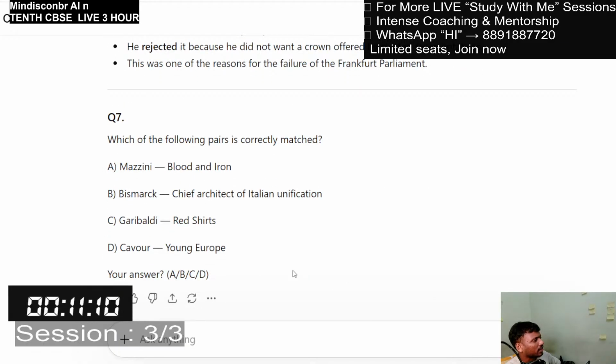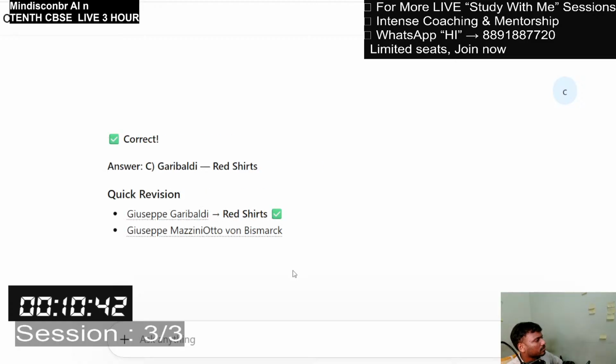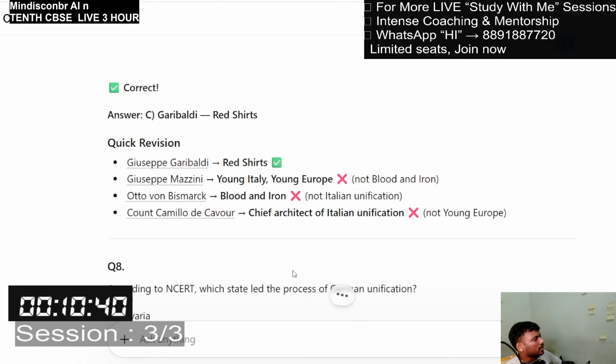Which of the following pairs is correctly matched? Mazzini, blood and iron. No, it was for Bismarck. Bismarck, chief architect of Italian unification. No, German unification. Garibaldi, Red Shirts. Yes. Cavour, Young Europe, Young Italy. Yes, Garibaldi, Red Shirts is the correct answer. Garibaldi, Red Shirts. Mazzini, Young Italy or Young Europe, not blood and iron. Otto von Bismarck, blood and iron, not Italian unification. Count Camillo di Cavour, chief architect of Italian unification, not Young Europe.